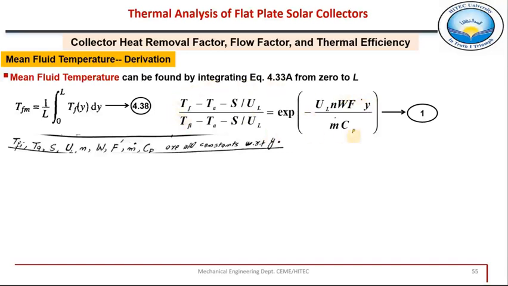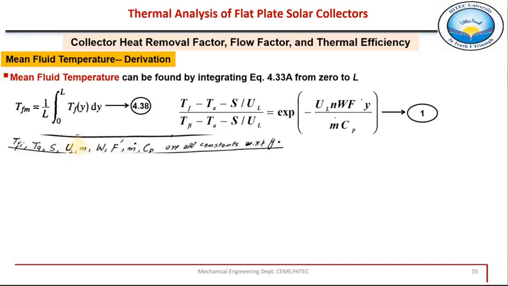So in this equation we can see that these are the terms which are constants: the inlet fluid temperature, the ambient temperature, the absorbed solar radiation S, which is also a constant at a particular instant, and also this overall heat loss coefficient UL for a certain plate temperature and ambient temperature when those are fixed at a particular instant. So UL is also constant at that particular instant of time.